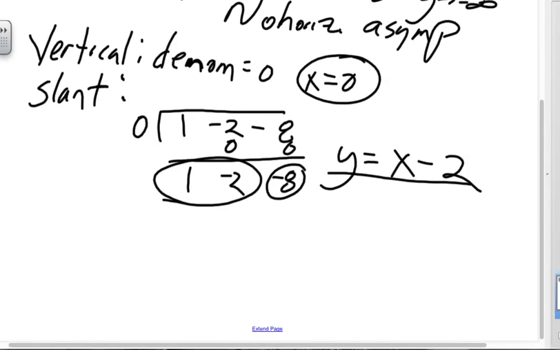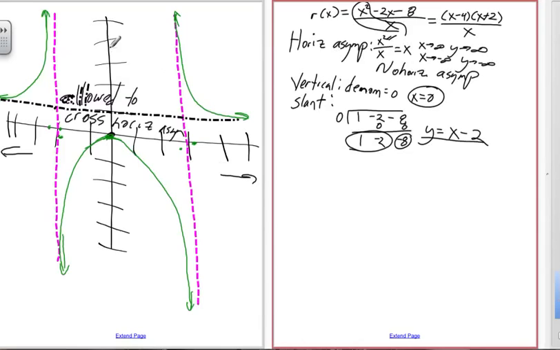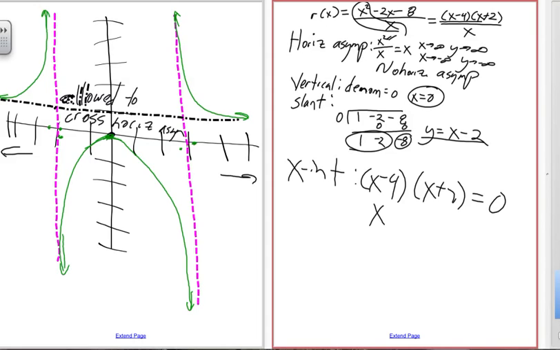And now we've got a lot of information, and we can actually begin then. Well, the next thing we need to do is find our x-intercepts, which are our zeros. That's what makes the numerator 0. So I know (x minus 4)(x plus 2) has to equal 0, so x is going to equal 4, and x is going to equal negative 2. So there are my two x-intercepts. And then to find the y-intercept, I plug in x equals 0. Well, this isn't going to work because I get 0 in the denominator. So I have no y-intercept.